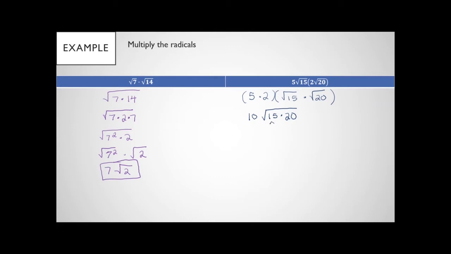So 15 is 3 times 5, so I can break that up. And 20 is 4 times 5, and 4 is 2 times 2. So when I break these up in a product of primes, for 15 I'm going to have 3 times 5, and then 20 I have 2 times 2, so that's going to be 2 squared, and then times 5.